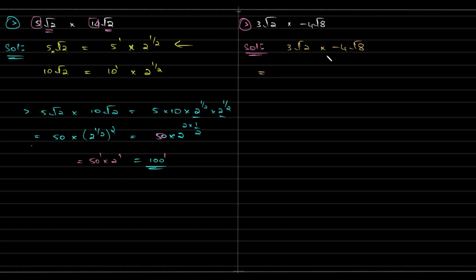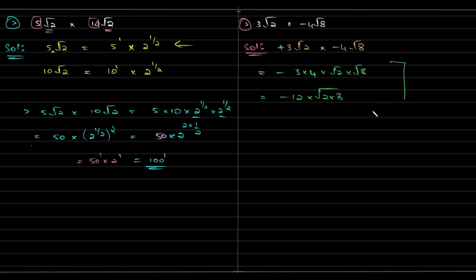Before I divide or multiply anything, what should I do? Yes, I should decide on the sign. Positive into negative is negative. Then I'll rearrange 3 into 4 into root 2 into root 8. Negative 3 into 4 is negative 12. Root 2 into root 8 is root of what? 2 into 8. Same power, right? I can multiply the base. Again, I'm not writing root of 8 as to the power of half.